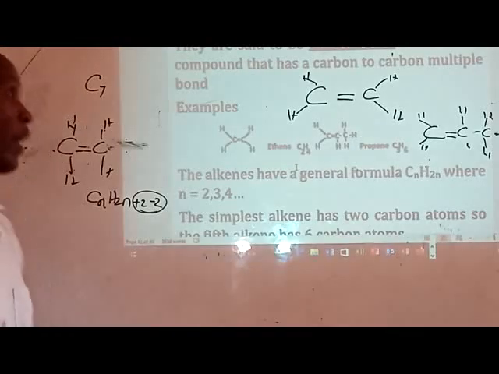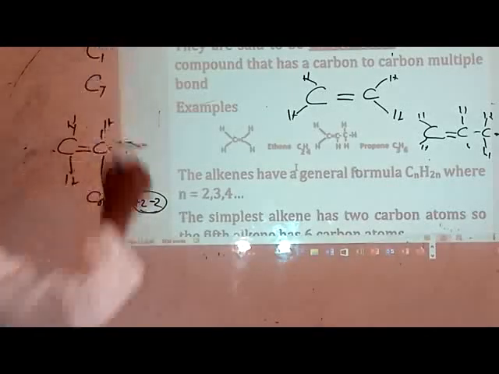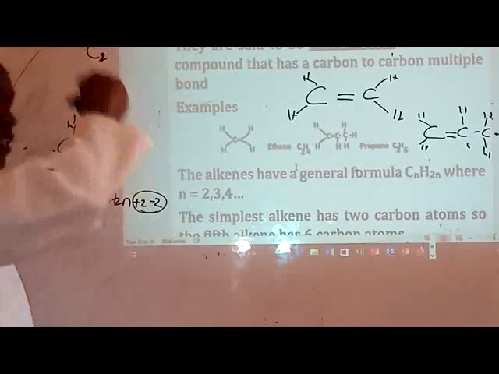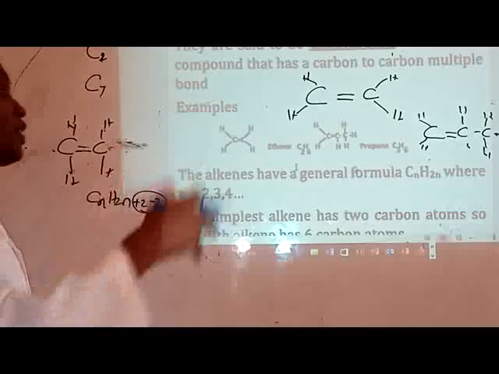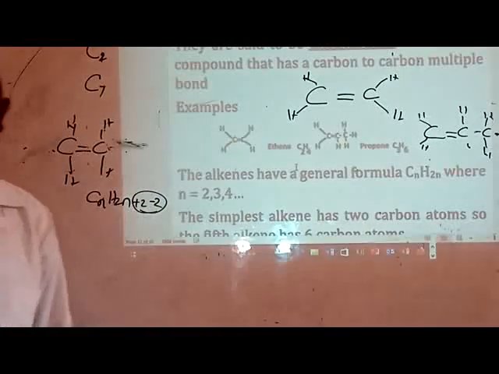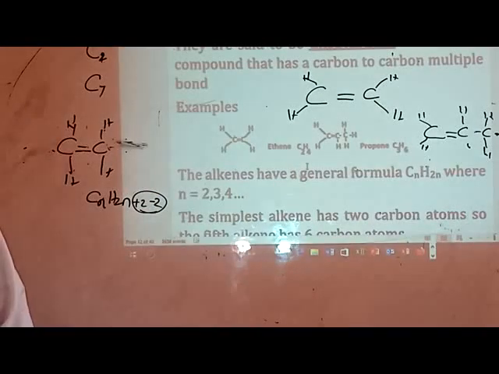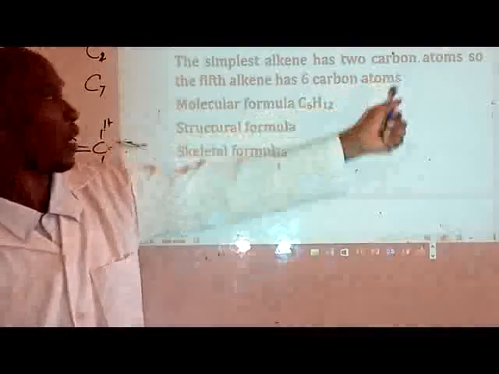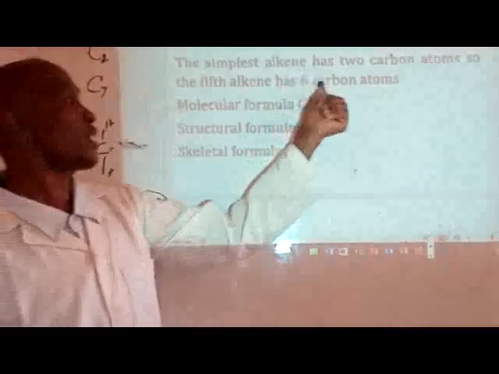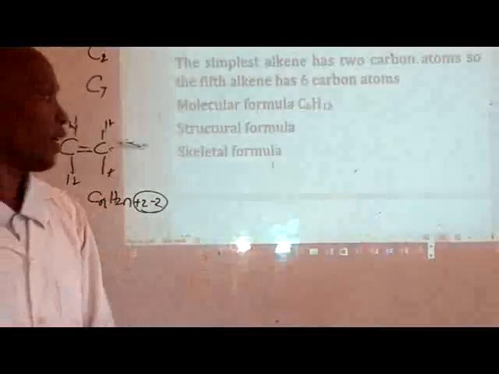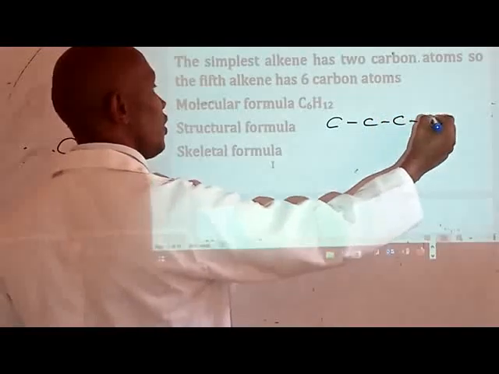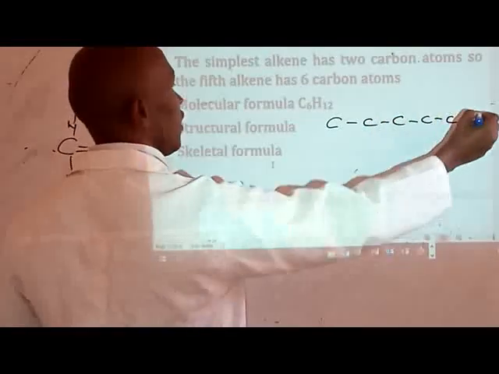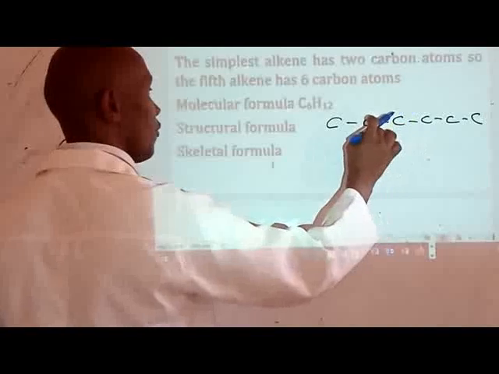Yes, C7. Why? Because the first one is C2. So the 6th will be C7. That I think is important to note. The simplest has 2 carbon atoms, so the 5th will have 6 carbon atoms, the 6th will have 7. Write it down. 1, 2, 3, 4, 5, 6.